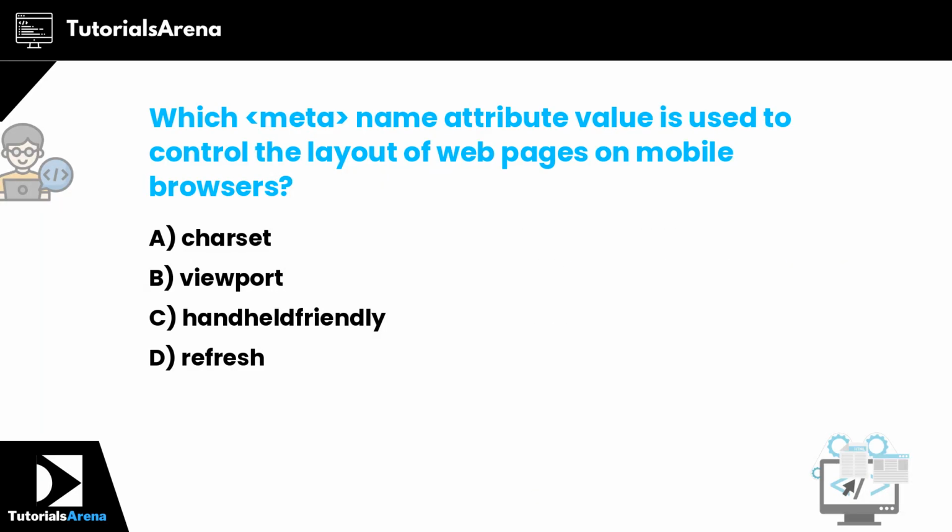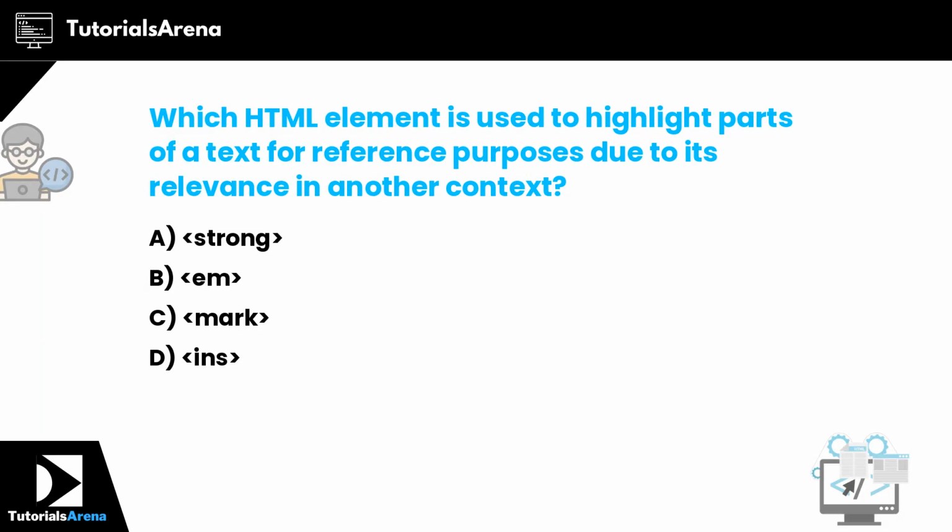Which meta name attribute value is used to control the layout of web pages on mobile browsers? The correct answer is option B, viewport. Which HTML element is used to highlight parts of a text for reference purposes due to its relevance in another context? The correct answer is option C, mark.